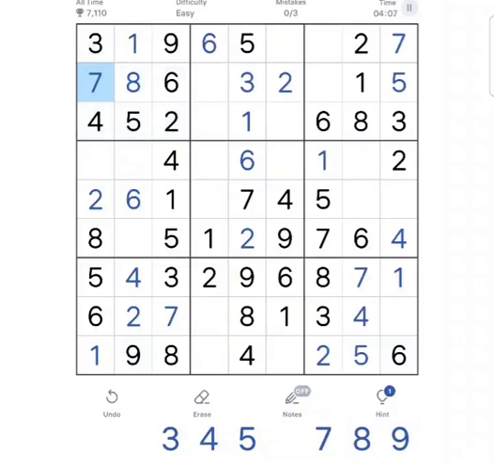Now we're looking for 8. 8 cannot go here. So 8 cannot go here, so there's our 8. There's an 8. 8 cannot go here, so we have an 8. 8 cannot go here. There's an 8, so there's an 8. Well, there's an 8 there. 8, 8, 8. So now let's go with 9.